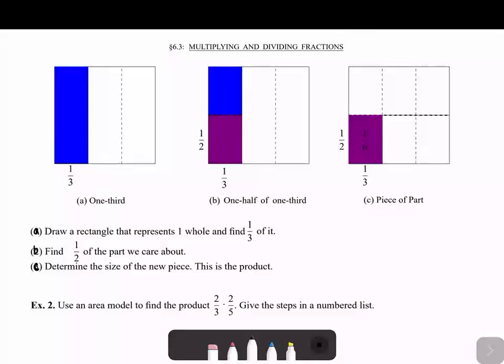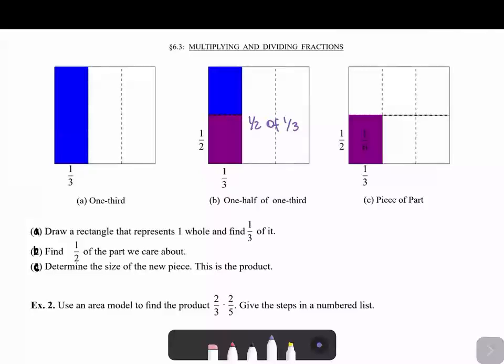Now we want to find half of the part we care about. So of this blue 1/3 that's shaded, we want to find 1/2 of it. And that's what we did up here in step B in the purple. Let me write that. So this is 1/2 of 1/3. The 1/3 was the blue rectangle, and this purple is half of the blue rectangle, so it's half of a third.